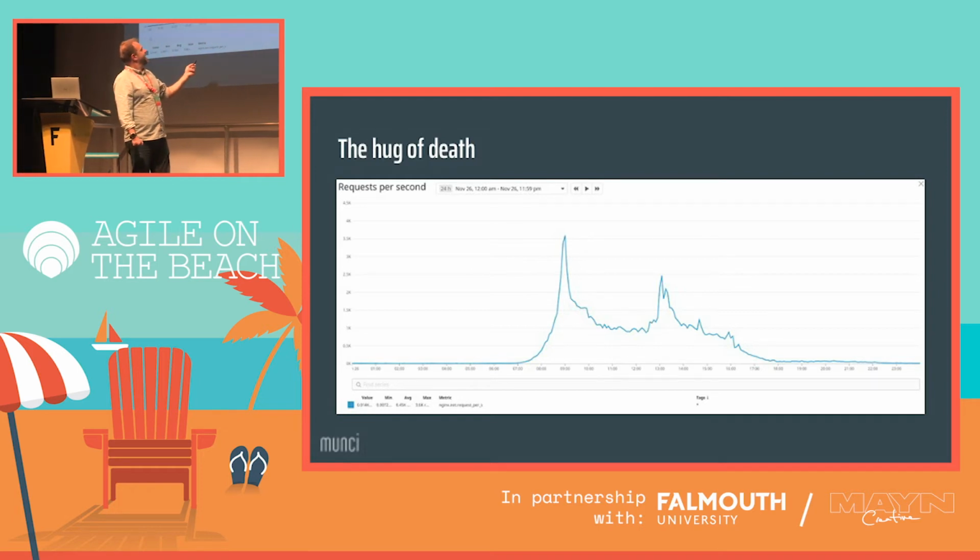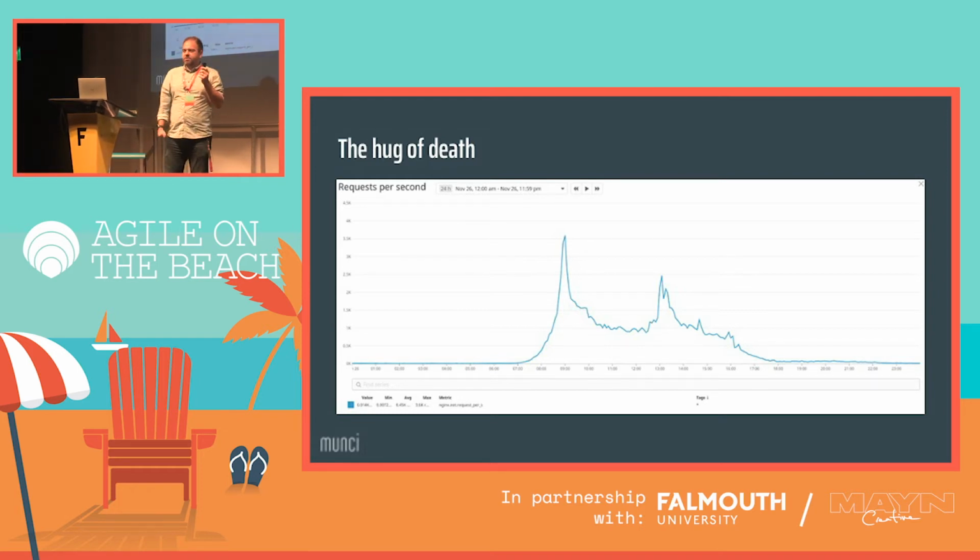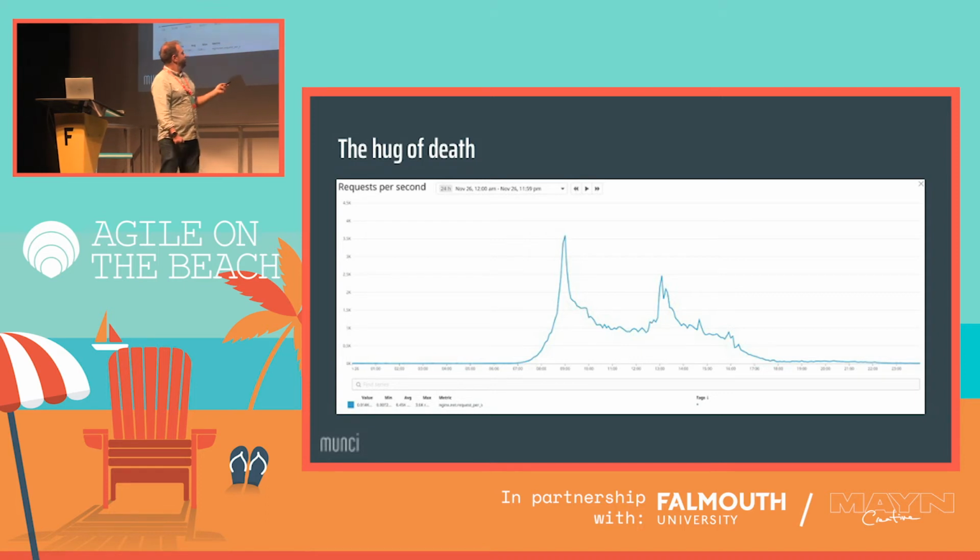We call it the hug of death. Schools only work between about 8:30 and 5. Overnight, we would have one, maybe two active users across 1,000 schools. We could be getting under 100 requests a second at midnight.